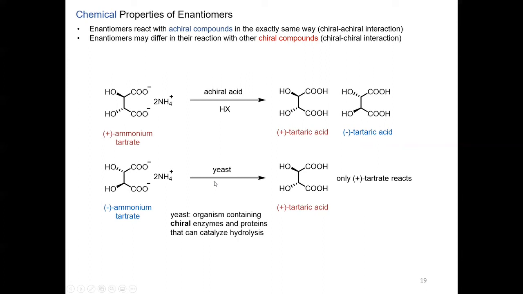It's like your left foot to your left sneaker and your right foot to your left sneaker. They are different in energy. Left to left is comfortable, lower in energy, but right to left is uncomfortable, meaning higher in energy. The same with the molecular reaction.